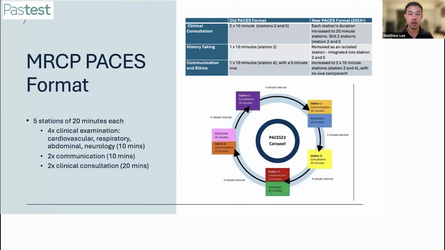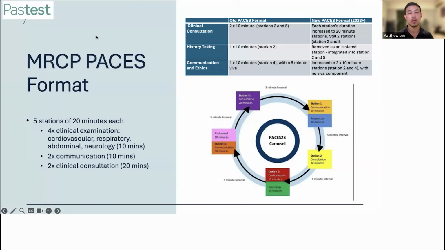There's no history taking station now. That's a different thing. There's a communication station, an ethics station, and then finally there is the clinical examination station. And there are 4 clinical examination stations: respiratory, cardiovascular, neurology, and abdominal. And you'll see that they are split in slightly different ways on the carousel in the image in the bottom right. So the communication station in station 1 is paired with respiratory. Station 3 is 2 clinical examination stations, so cardiovascular and neurology. And abdominal station is paired with communication station in station 4 as well.